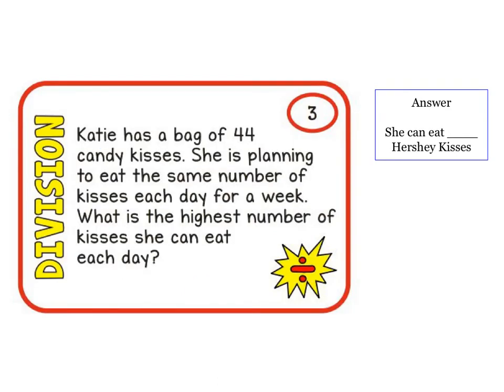The next problem says Katie has a bag of 44 candy kisses. She is planning to eat the same number of kisses each day for a week. What is the highest number of kisses she can eat each day? I want you to try this problem on your own, and then we'll go over it.